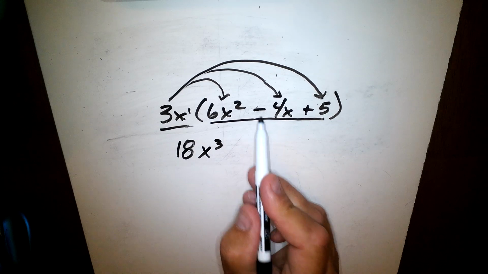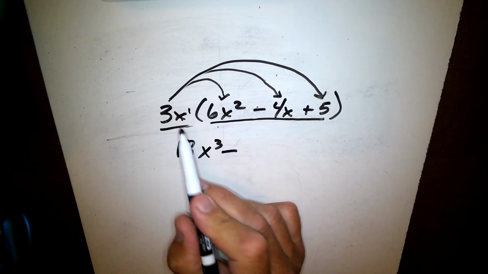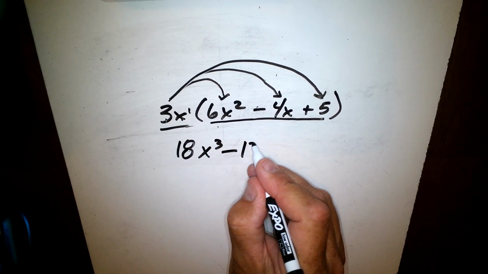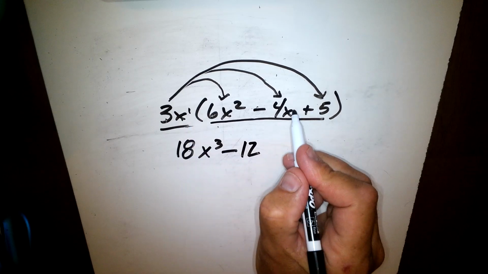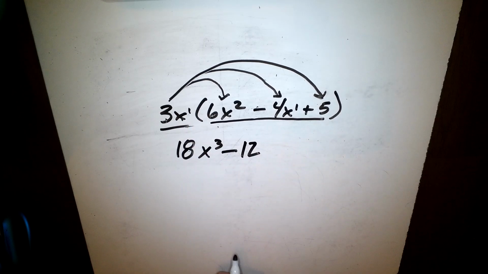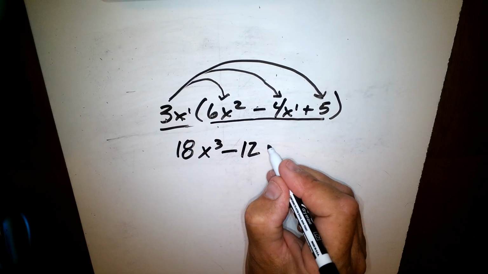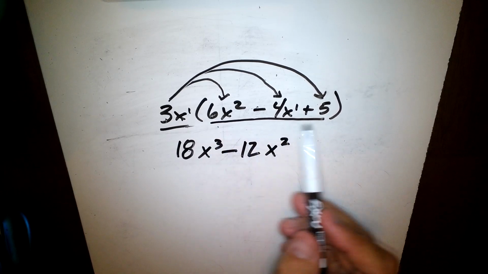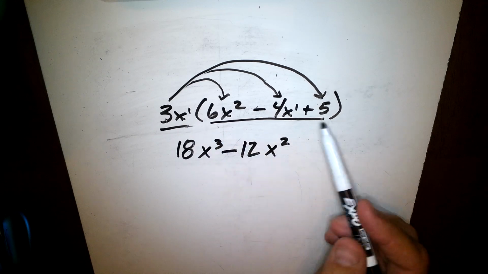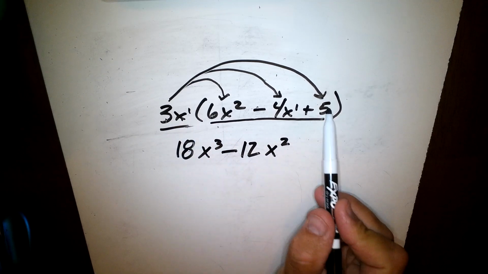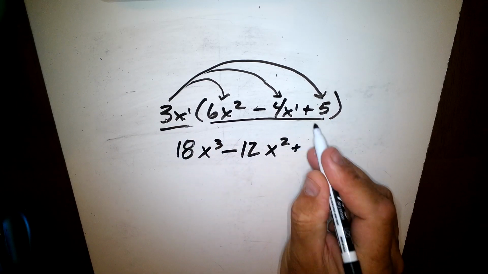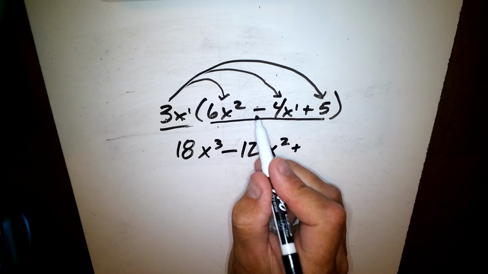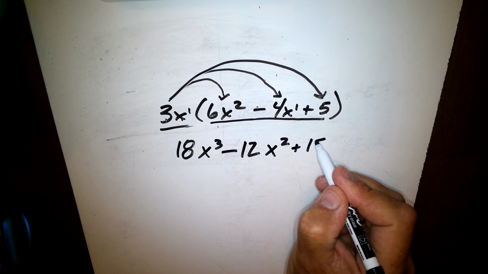Okay, I'm going to keep the same operation, minus 3 times 4 is 12, x to the first times x to the first. We add those two exponents, x to the second. Okay, this one does not have an x value, so we're going to take 3 times 5 is 15. Same operation, 15x.